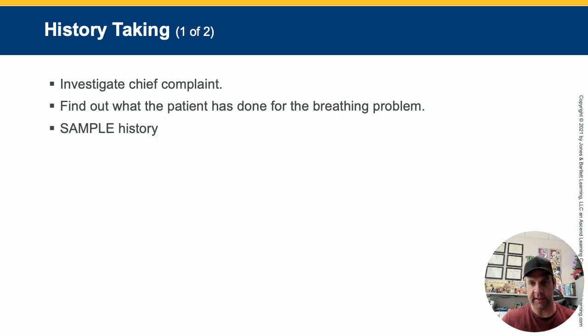Now, after completing your primary assessment and managing any immediate threats, it's time to move on to your history taking, which provides context to the respiratory emergency. You want to start by asking about their chief complaint, which will often be shortness of breath, but you want to get the patient to describe it in their own words. Then find out what the patient has already done to address their symptoms.